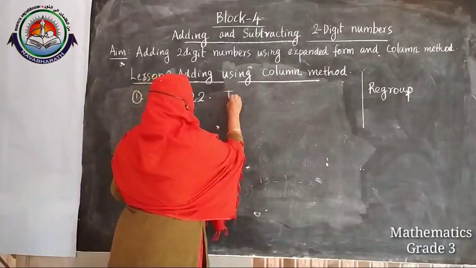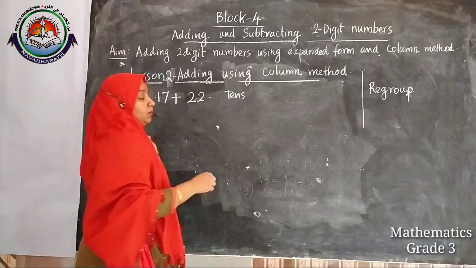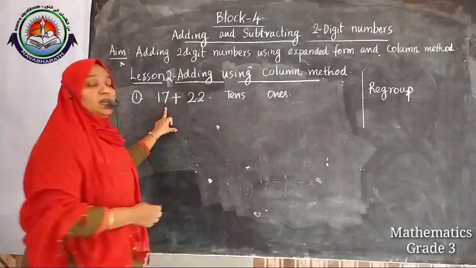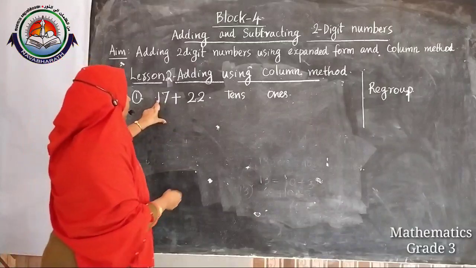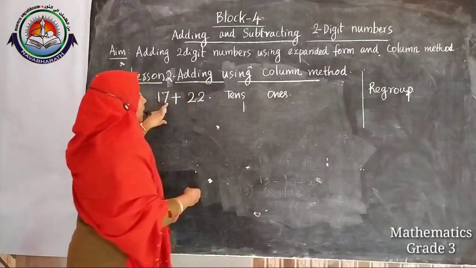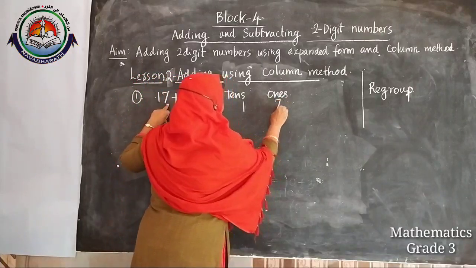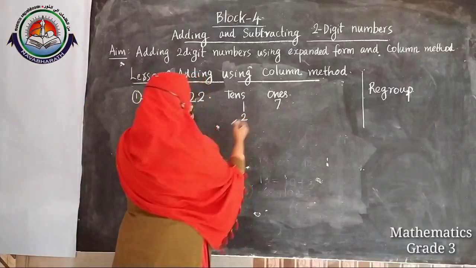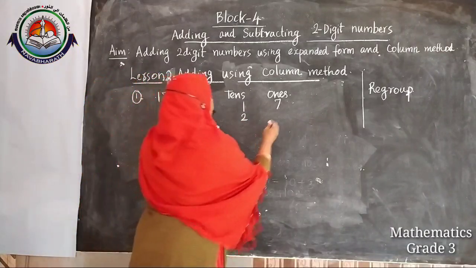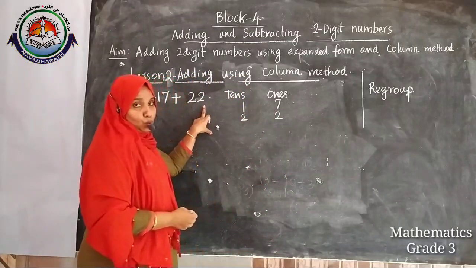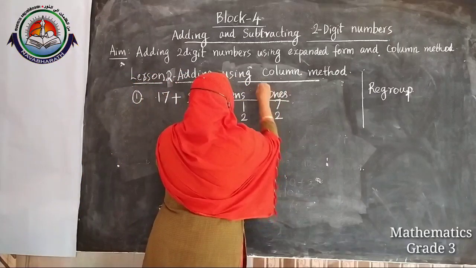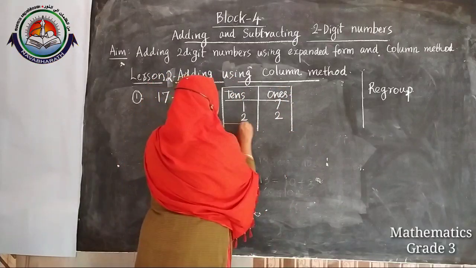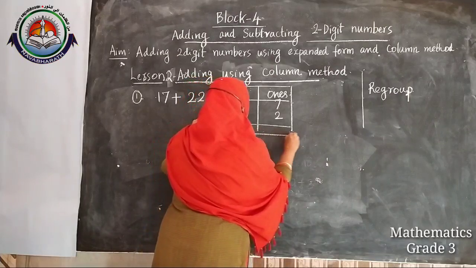First we have to write the tens, then the ones. In 17, how many tens are there? 1. Write it here. And how many ones are here? 7. In 22, how many tens are there? 2. Then how many ones are there? 2. If you want, you can put it in a column. That's why it is called the column method. And the total we can write here.